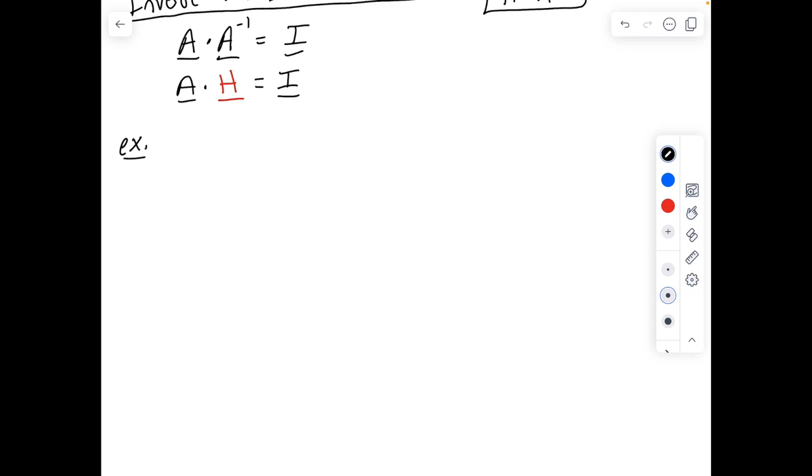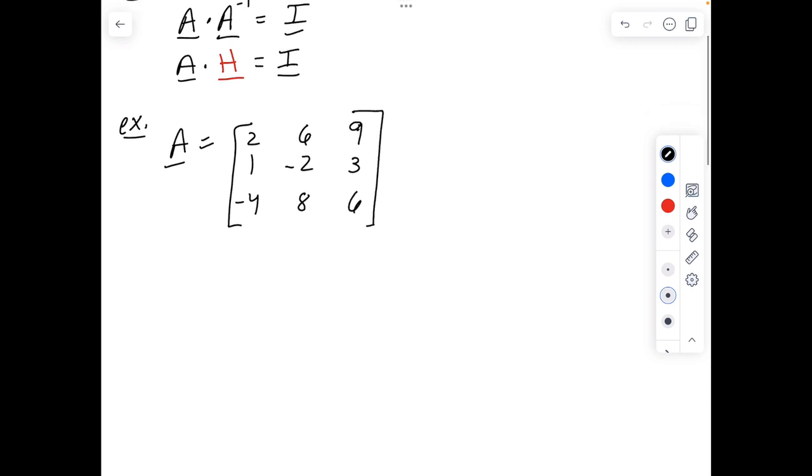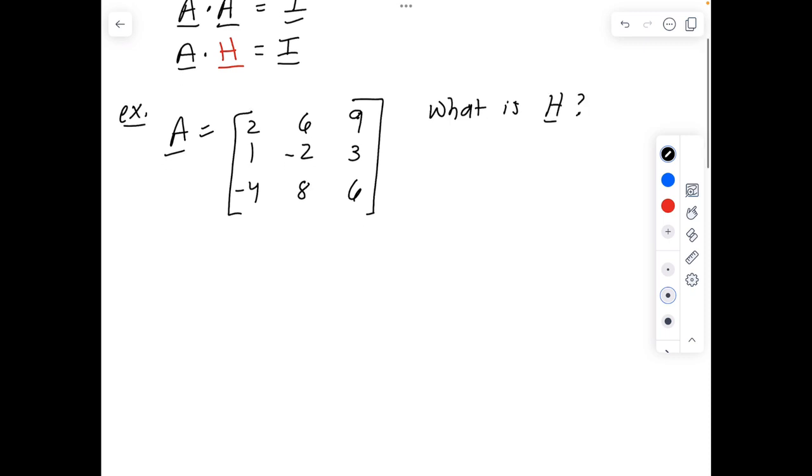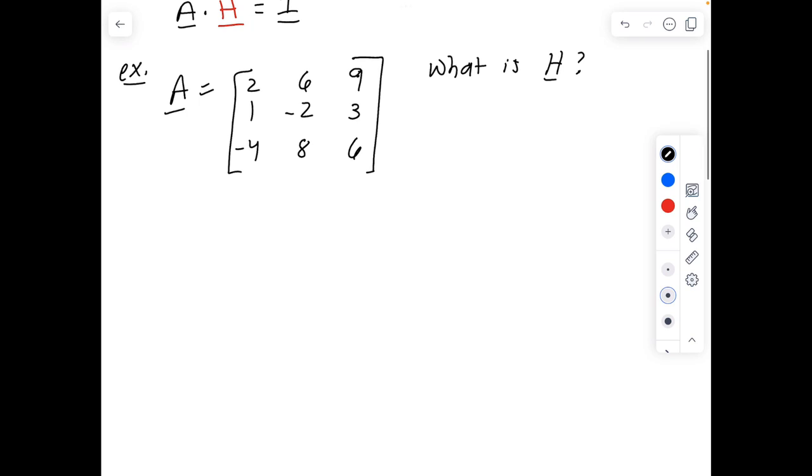So let's do an example. I give you a matrix A, and this is 2, 6, 9, 1, -2, 3, -4, 8, 6. And we want to ask ourselves, what is the inverse? Or what is H? So our first step is to, I don't say break, let's use the actual word, decompose A into L and U, which is a Gaussian elimination thing.